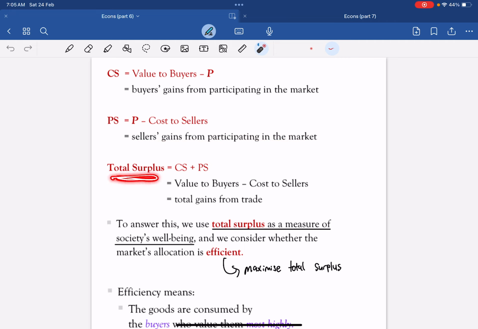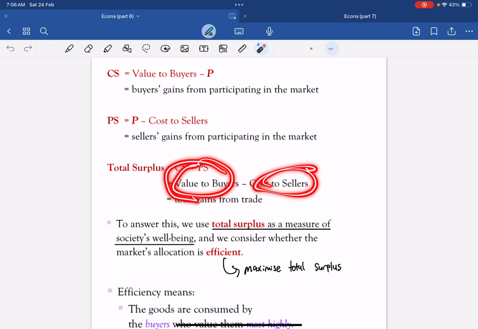And then your total surplus is your consumer plus your producer surplus. So if you add these together, this minus P will cancel out this P. So what you're left with is the value to buyers minus the cost to sellers. And that is just the total gains from trading. So the buyers buy from you and the sellers sell to you. So this is like your benefit minus your costs to the market, because your buyers are the ones that benefit and your sellers' cost you need to reduce from it.